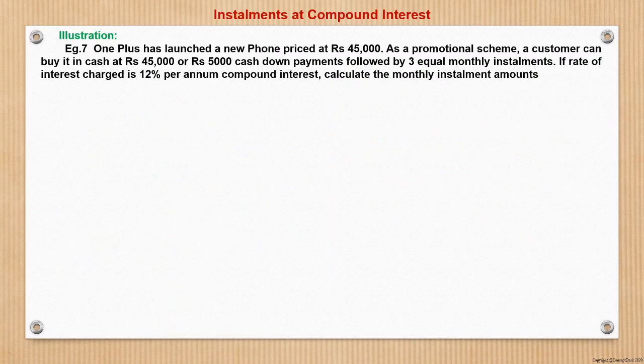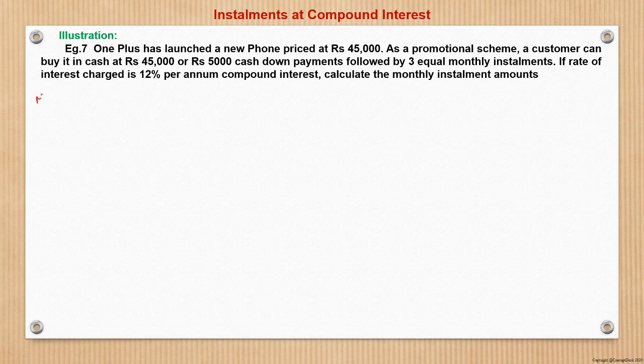Now one last example we will see. Here OnePlus has launched a new phone priced at rupees 45,000. As a promotional scheme, a customer can buy it in cash at 45,000 or with a 5,000 cash down payment, followed by 3 equal monthly installments. If the rate of interest charged is 12% per annum compound interest, calculate the monthly installment.